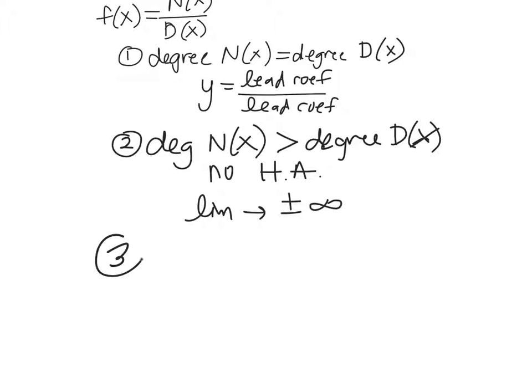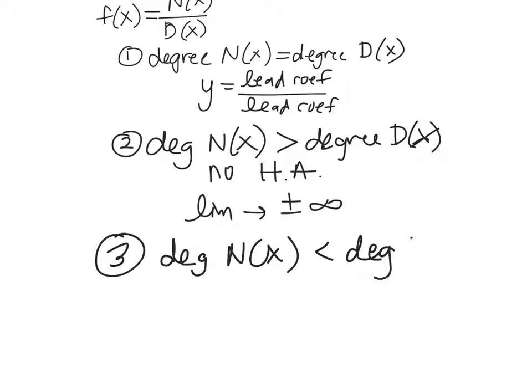And then finally, the third one, if the degree of the numerator is less than the degree of the denominator, does anyone remember this one? The horizontal asymptote would be y equals 0. And so will the limit.